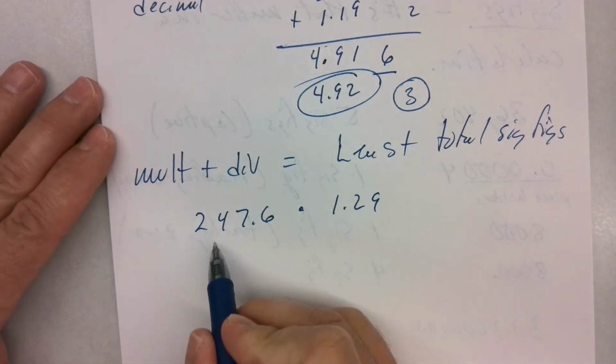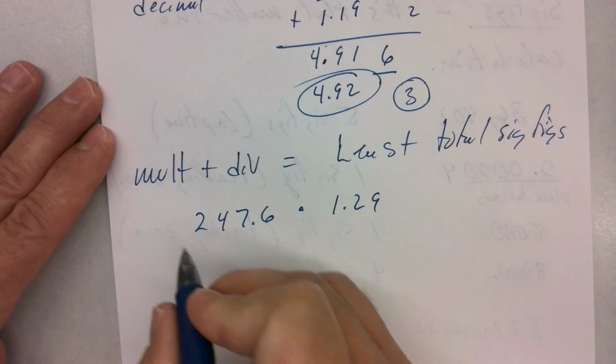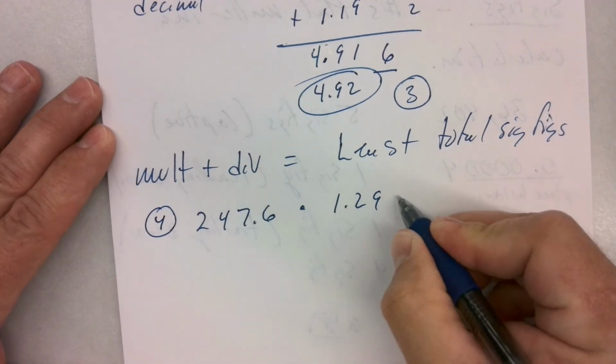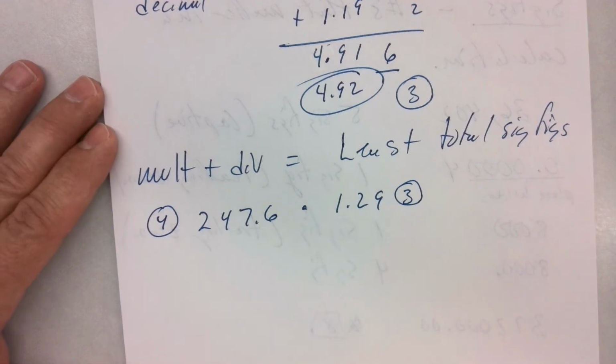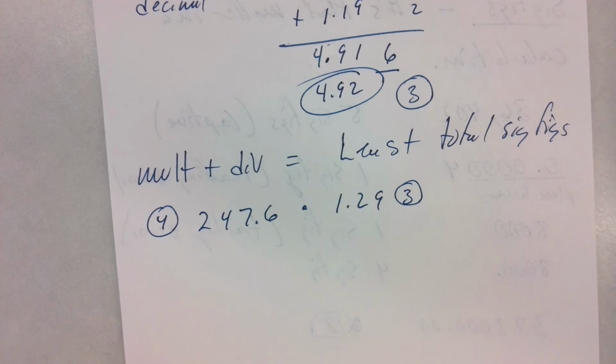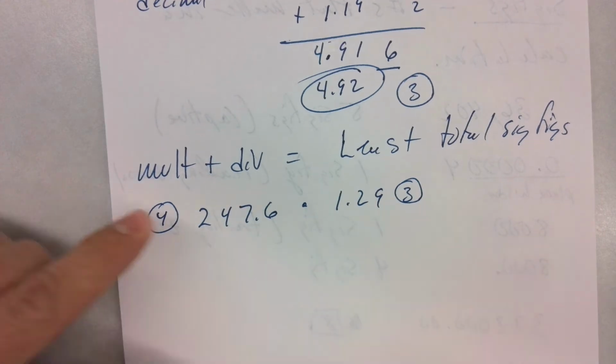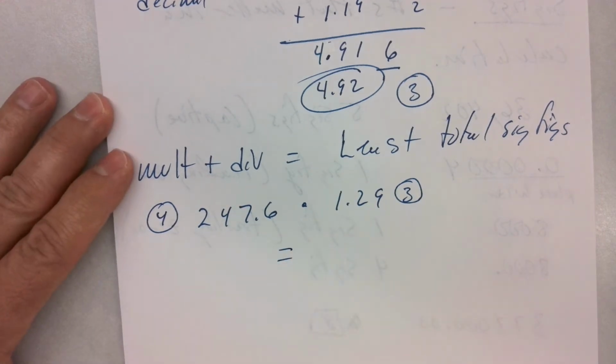Now, this number has how many sig figs in it? 4. This number has 3. What's my answer going to have in it? It has to have 3 because that is the least significant number. So I do this multiplication and I get what?